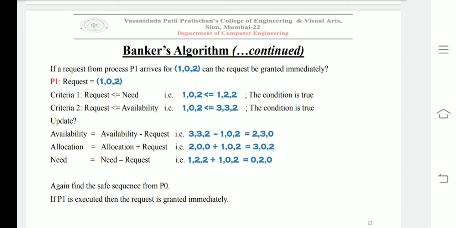Now we will see whether the condition is true or false for criteria 1 and criteria 2. Yes, we find that the condition is true for both the criteria. Now we need to update the value for the particular process, that is P1. So we will get the new available resource as current availability minus request.